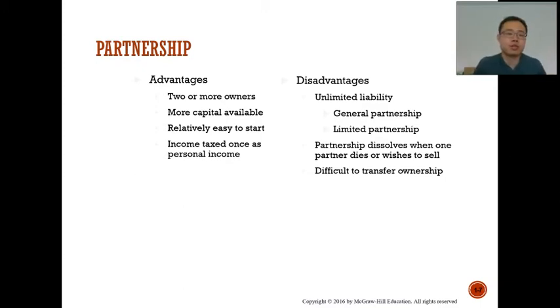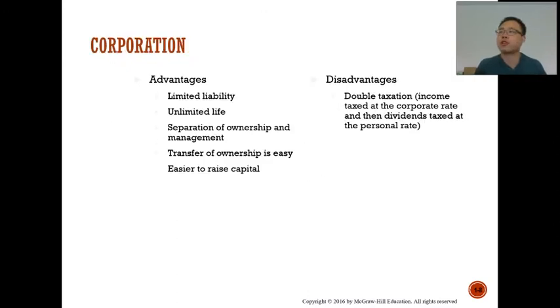So compared to the sole proprietorship and partnership, the corporation has very obvious advantages. First, the liability is limited. If I invested $2 million into this business, and then the corporation goes bankrupt, the upper limit of my investment loss is $2 million. The corporation has an unlimited life because the corporation has stock shares, and if I want to quit this business, I just need to sell my shares to another person, and that person will become another shareholder, or several persons. So they will become the shareholders, and the corporation can still exist.